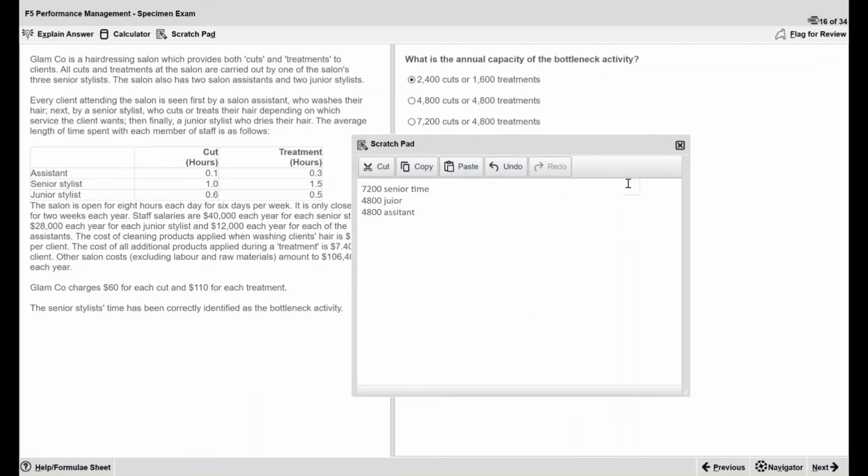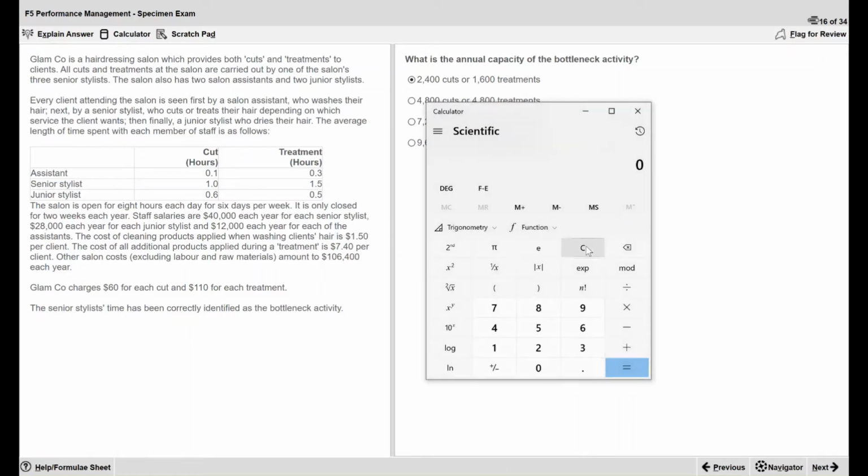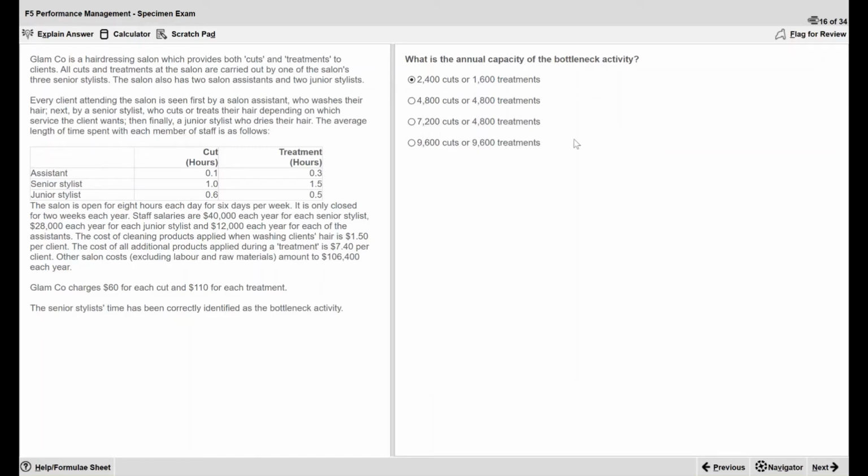Okay, so if we take the time, which is 7,200, divided by time taken, which is 1 hour, we have 7,200 hours here and 7,200 cuts. If we take that and divide it by 1.50, we have 4,800 cuts. So we have 4,800 treatments and 7,200 cuts. C is the answer here.